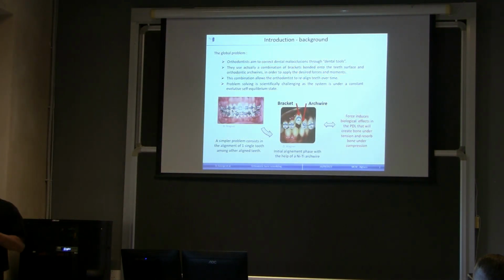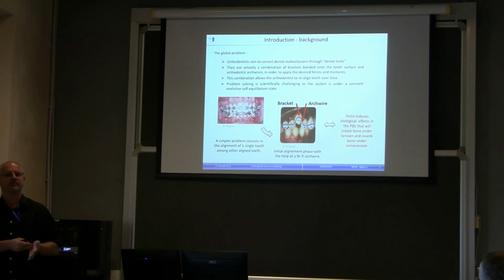Just to sum up the problem that we have seen previously, we aim at correcting the dental malocclusion using a combination of brackets which are fixed onto the teeth and wires which are located inside the brackets. The problem is quite difficult because the whole system of the 14 teeth is in self-equilibrium. Everything moves together, and you have to find a way to adjust that in such a way that you can align the teeth in a precise way, accounting not only for the mechanics but also for the biology.